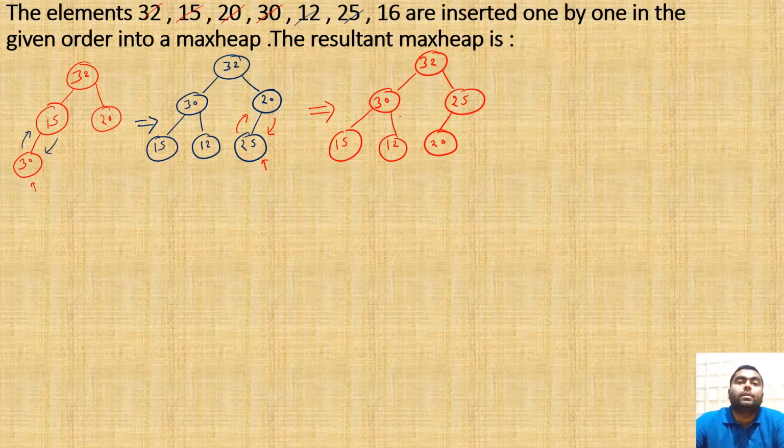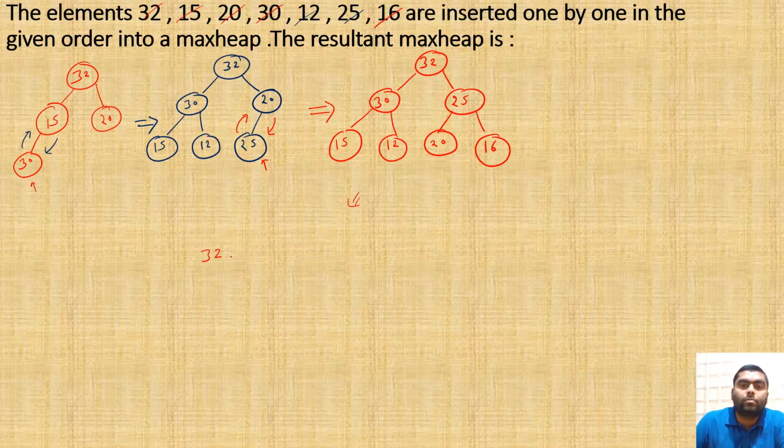Okay, so what is next? Next is 16. We are supposed to insert 16 over here. So I think there is no problem. This is our resulting tree. So the final answer will be what? According to this, the resulting max heap is what?